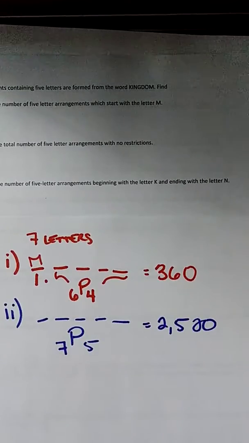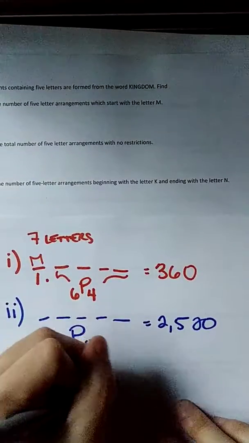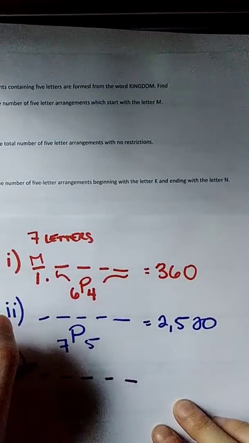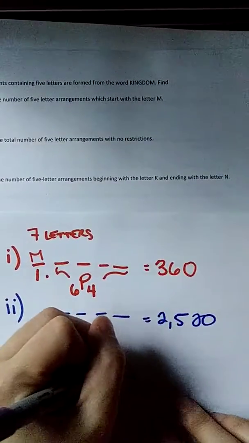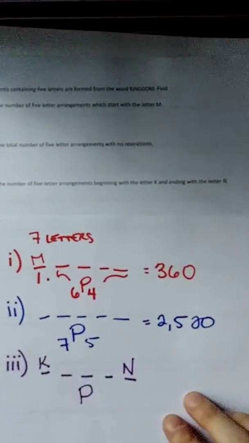Now for part C, it's asking us to find the number of 5-letter arrangements that begin with the letter K and end with the letter N. So for part 3 here, I have 1, 2, 3, 4, 5 letters. My first letter has to be K. My last letter has to be N. And I'm still arranging these, so I'm still going to use a permutation.